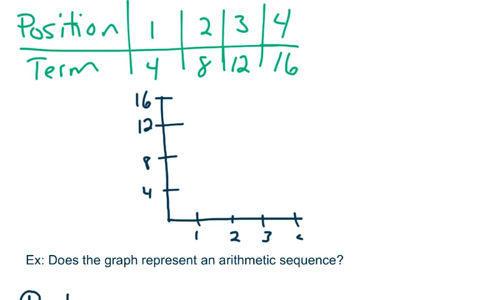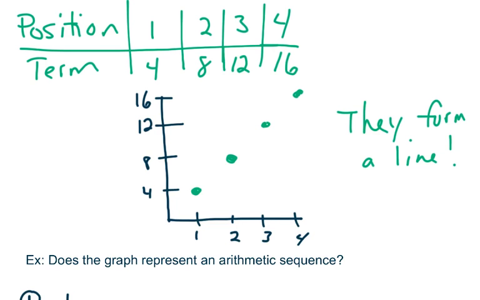So if I plot 1, 4, that's right here. 2, 8 is right there. 3, 12 is right there. And 4, 16 is right there. What I hope you notice is that an arithmetic sequence, when you plot it on a graph, forms a line. So it does come back to writing equations of lines. If it is an arithmetic sequence, it will form a line. If it's not a line, then it's not an arithmetic sequence.